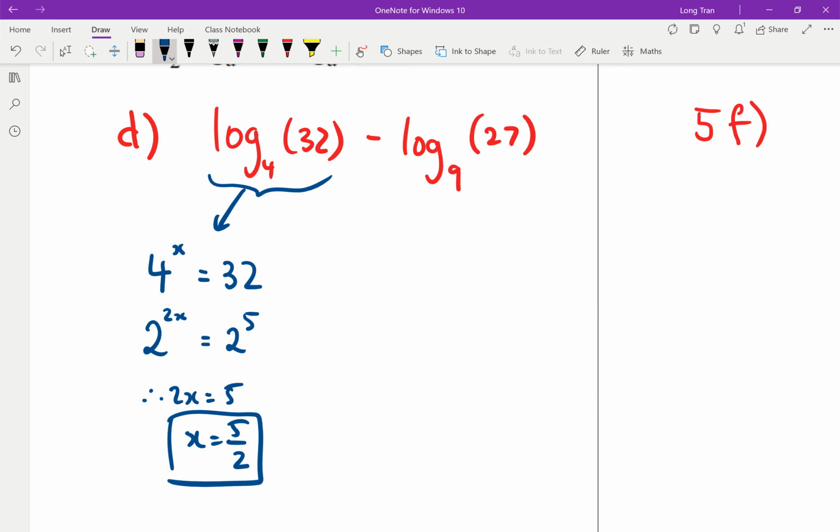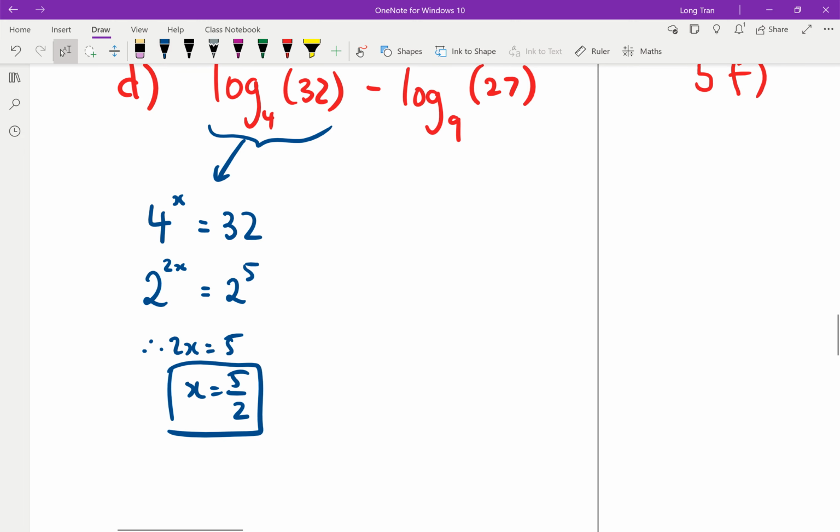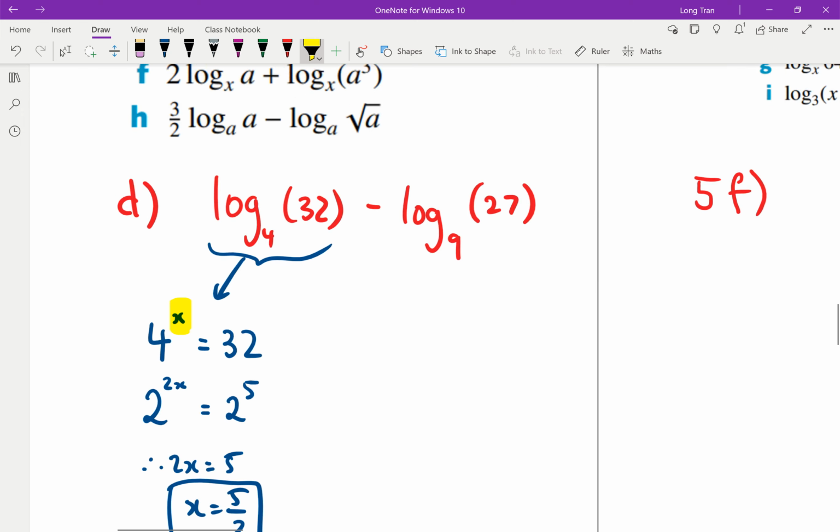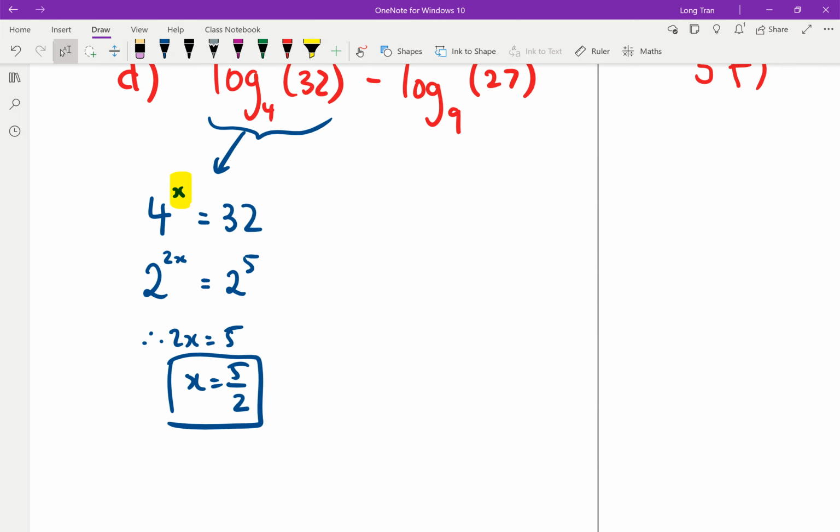So that tells me that log base 4 of 32 has to equal 5 on 2. Because remember, when you're working out a log, you're actually working out the power. That's what you're asking. So log base 4 of 32 is equal to whatever that power is, and x is equal to 5 on 2. So that is the answer for log base 4 of 32.